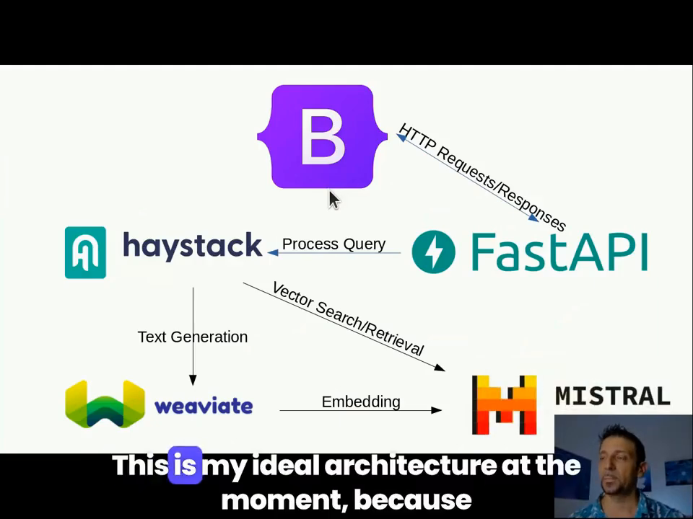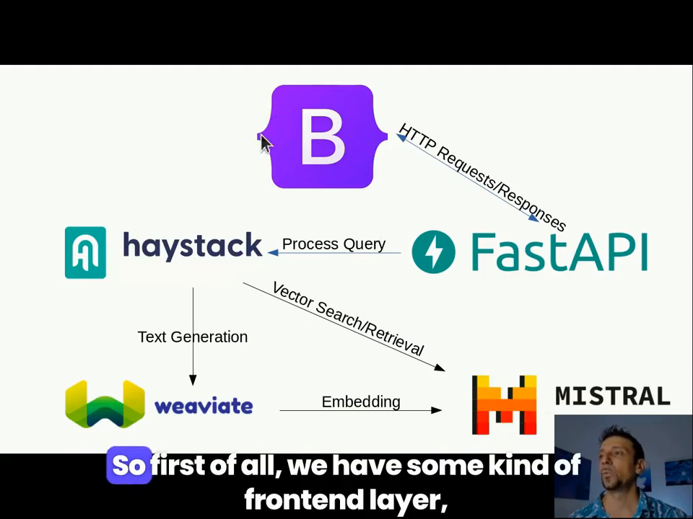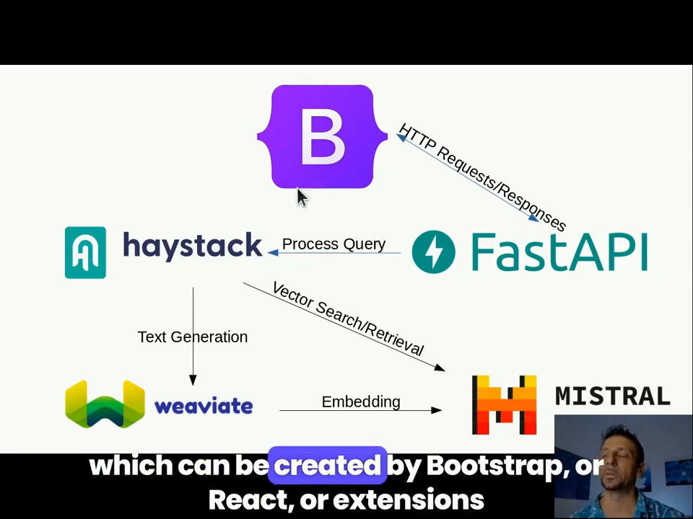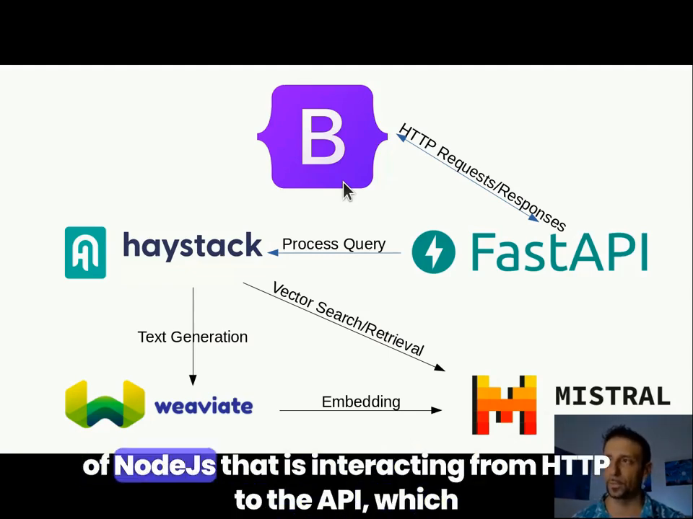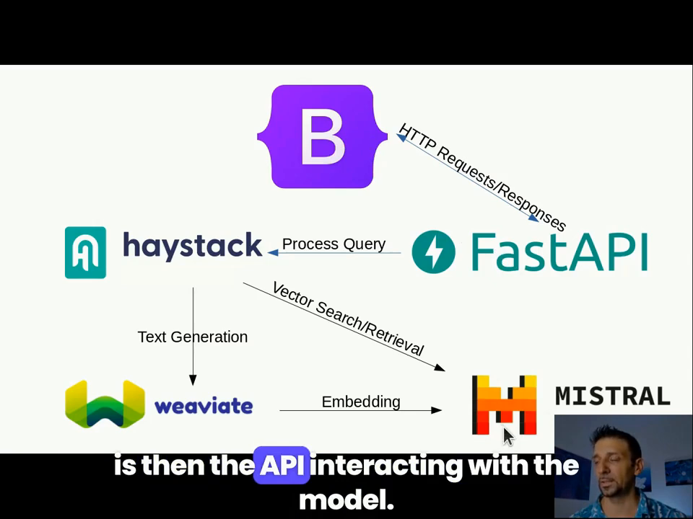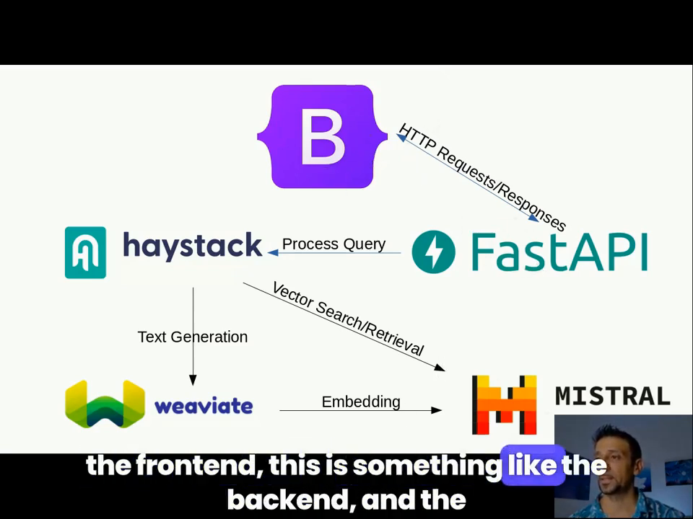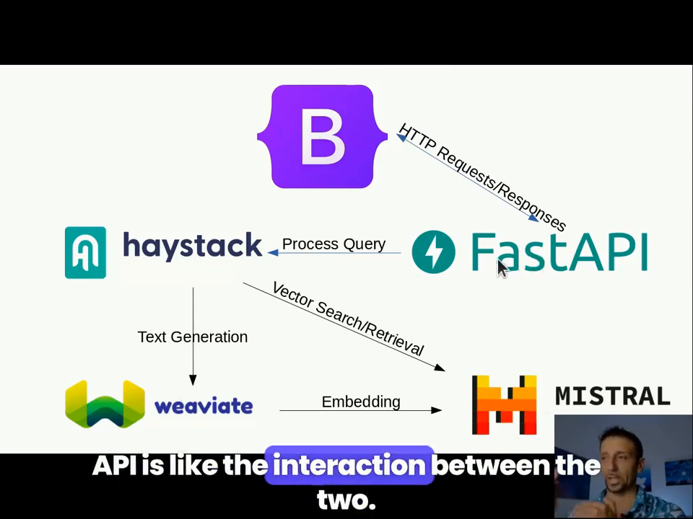This is my ideal architecture at the moment, because these things are changing on a weekly basis. First of all, we have some kind of front-end layer, which can be created with Bootstrap or React or other extensions of Node.js, interacting over HTTP with the API, which then interacts with the model. This is the front end, this is the back end, and the API is the interaction between the two.